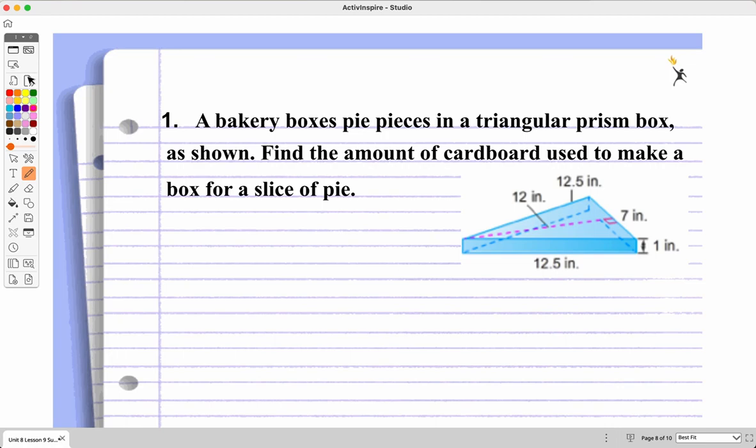Now, their question is, if my pizza is a certain size, I've got to make a box big enough to fit it. How much cardboard is it going to take to make that box? And then they're going to ask how much does it cost to make the box?